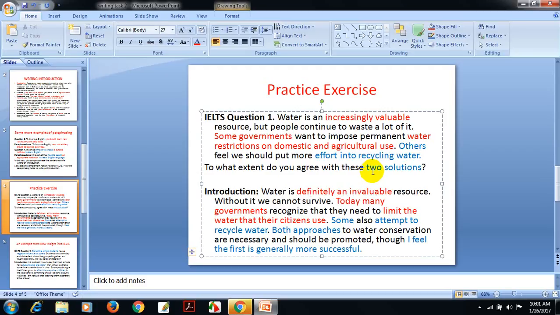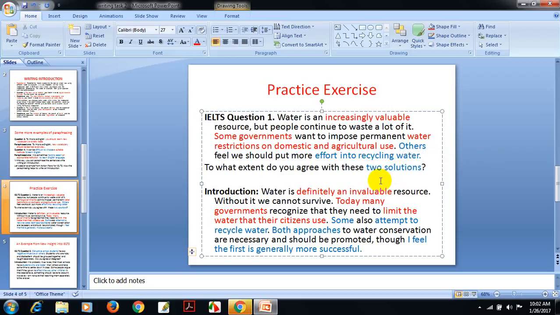That has caused some problem. And other opinions are some governments want to impose permanent water restriction on domestic and agricultural use. Others feel we should put more effort into recycling water. These are opinions. And what do you have to do? Is the question. To what extent do you agree with these two solutions? Two solutions means here: one is restricting water use, another is recycling water.